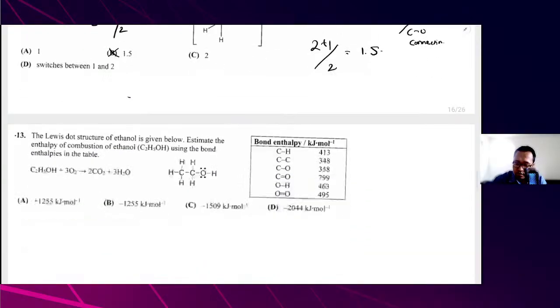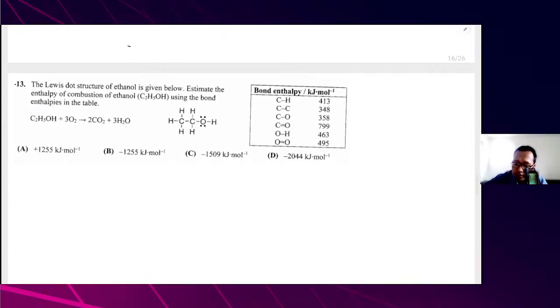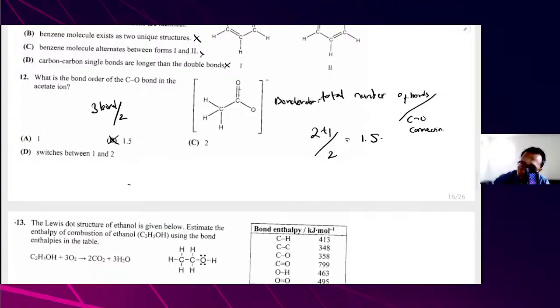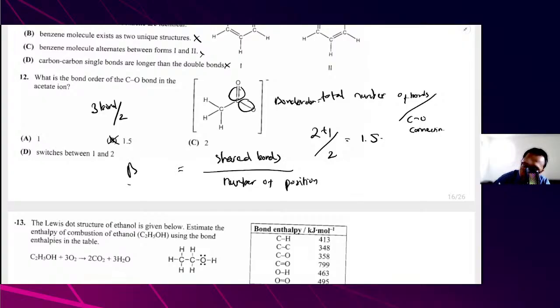All right, number 13, Lewis dot structure. Remember this one, guys: total number of shared bonds, divided by the number of positions. So in this case, CO only has 2 positions. So this one is telling us about bond order.